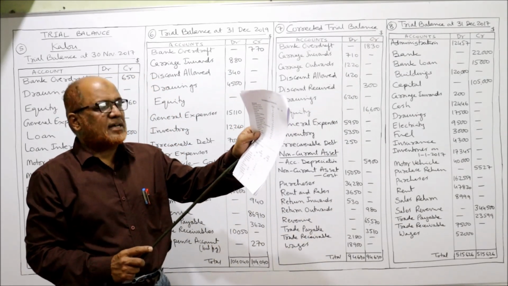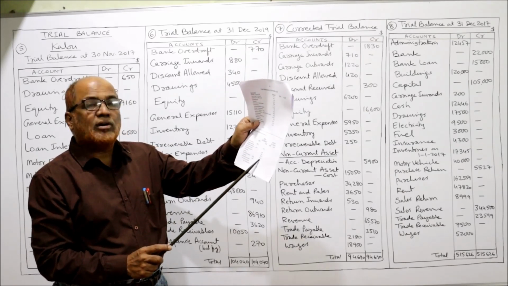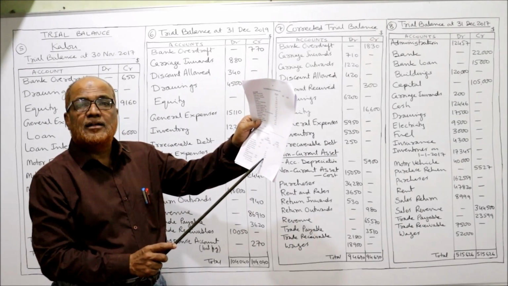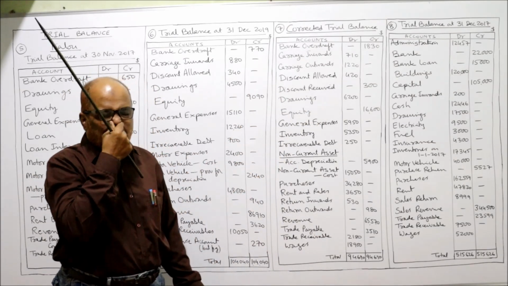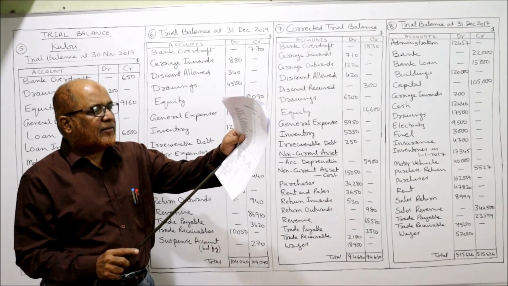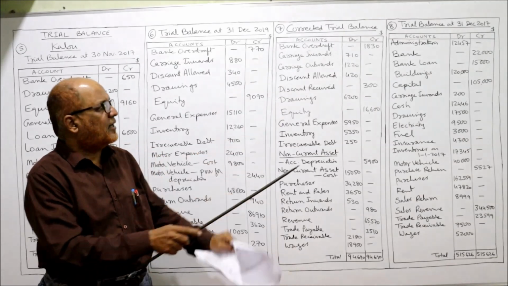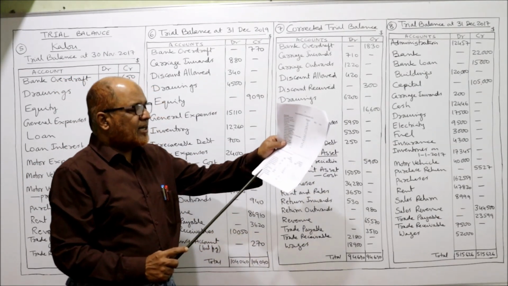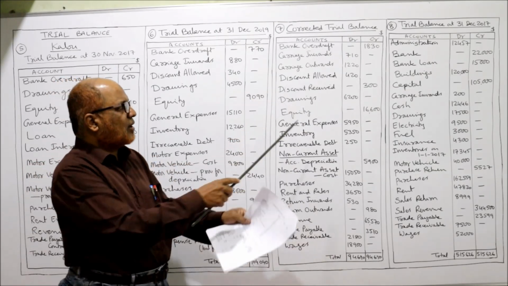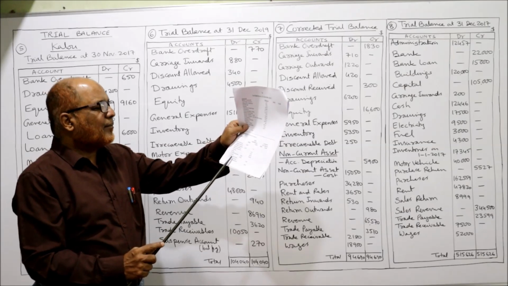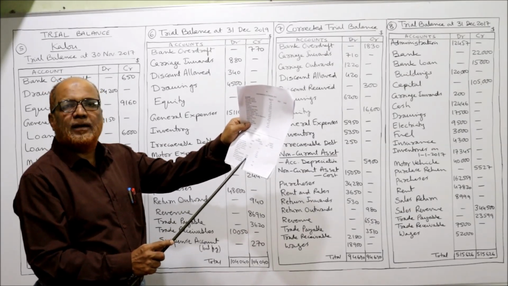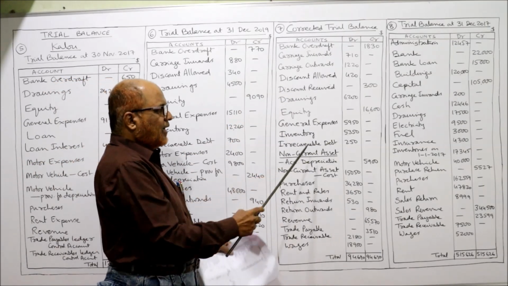Drawings always debit side. So here drawings are taken on credit column. Mistake. So take that 6200 on debit side. Equity. Equity means capital. Always credit balance. Here it is taken 16,600 credit column. General expenses are expenses, debit column 5,940. Inventory. Here inventory is given 5,350. Debit side. It is correct.